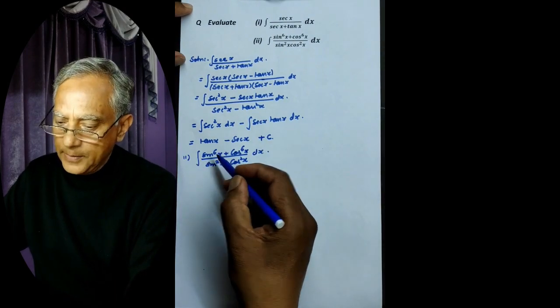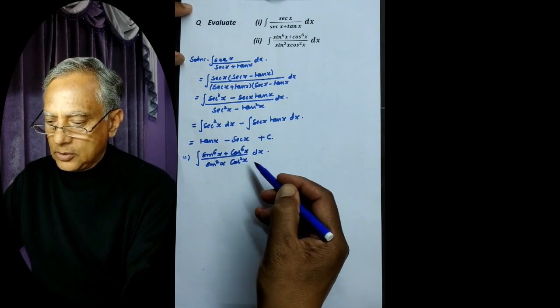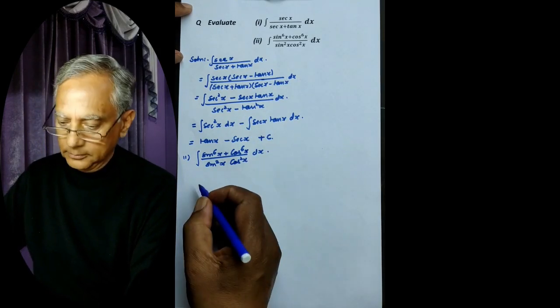Now next is (sin 6x plus cos 6x) over sin square x cos square x.